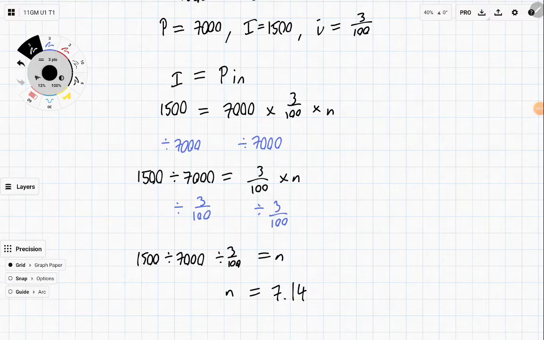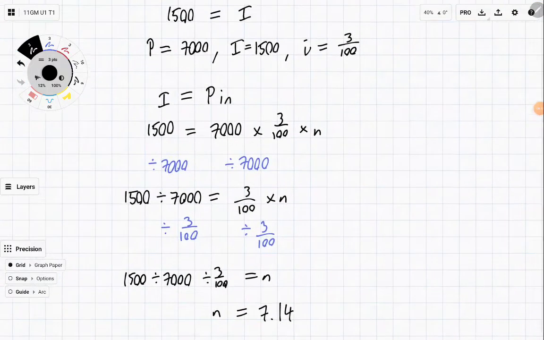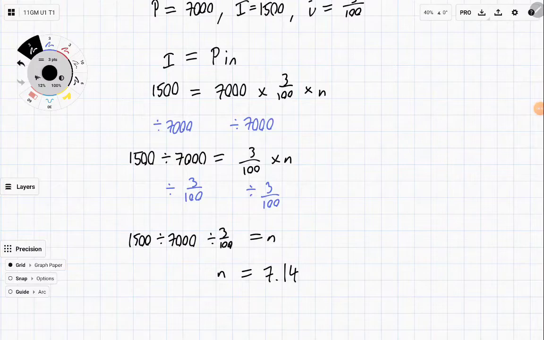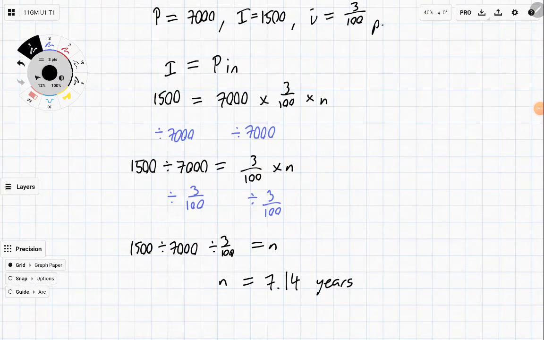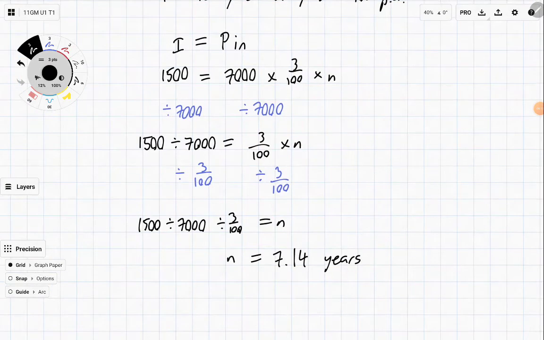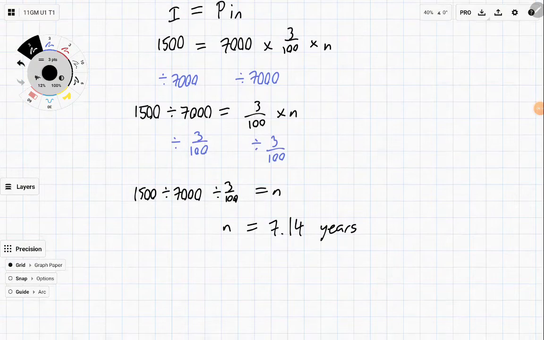Now the question is that time is annoying, right? Because we've got to think about units. So this is currently in years, because everything else we've been doing was in years. In particular, the interest rate was per annum, therefore per year. Years is our outcome. Now we need to think about, well, what does 0.14 years mean? So this is really 7 years and 0.14 years. And the question is, well, what's 0.14 years?